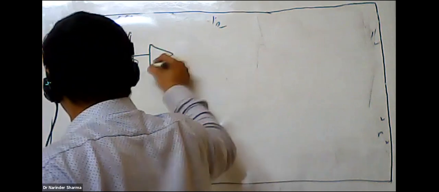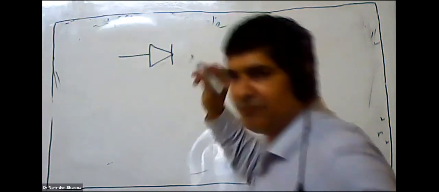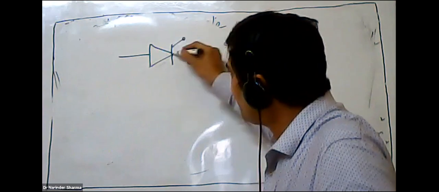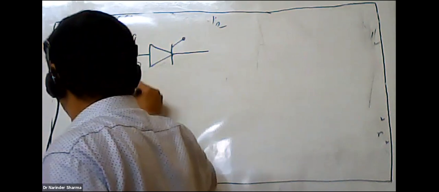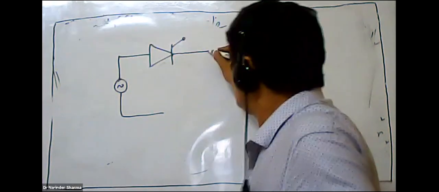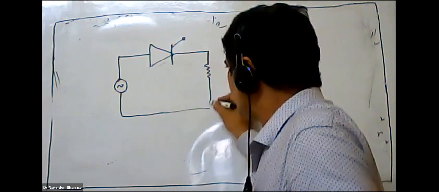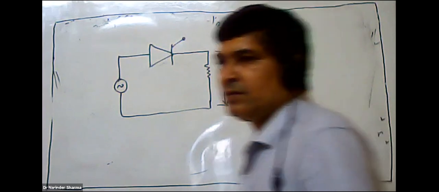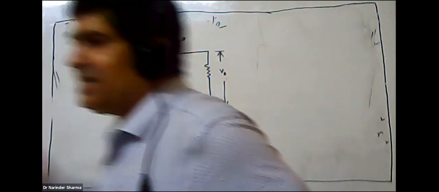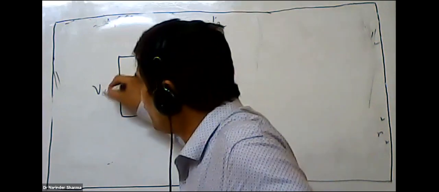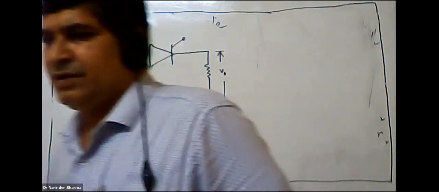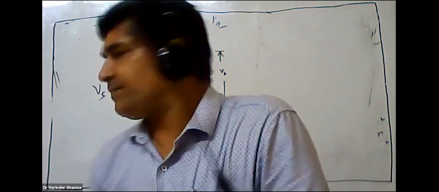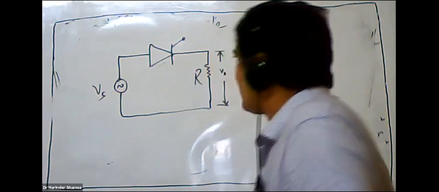So there is an SCR. This is a diode. If we apply a gate over here, it will act as an SCR. AC supply, resistance, and there should be a load voltage. Here you can see a thyristor is connected across the source voltage Vs and load resistance R.